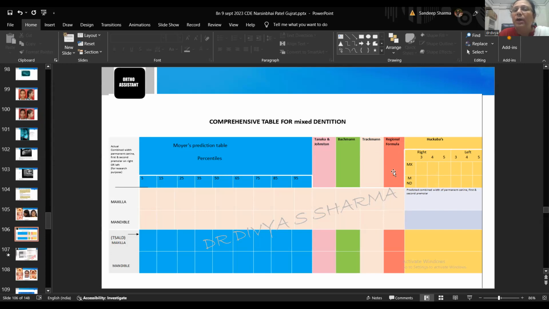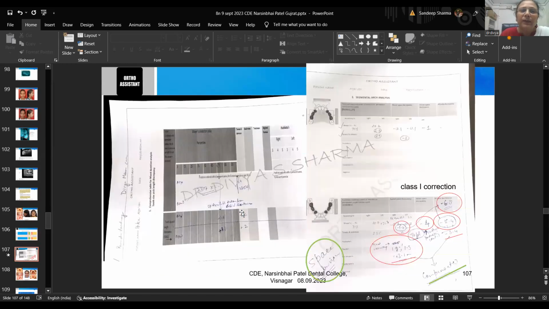and regional formulas are also incorporated in the app. The person who has given me the regional formula can go with that. And Hukaba's is also given, and predicted combined with everything is given, you just have to fill it in. You can make a study with the help of the app also, just by filling the values here.